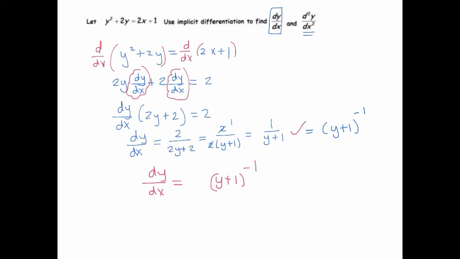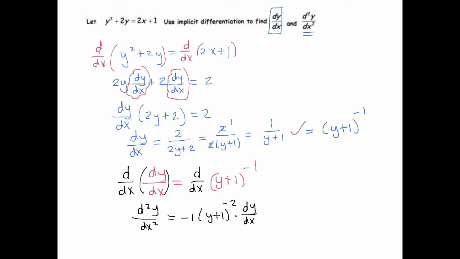If I want to take the second derivative, I'm taking the derivative of the derivative. So the left-hand side notationally is just d squared y over dx squared. And now the derivative of the right-hand side is just bring down that negative 1, y plus 1 to the negative 2, and then the derivative of the inside is the derivative of y plus 1, which is just dy dx, because the derivative of y is 1 times dy dx, and the derivative of 1 is 0.